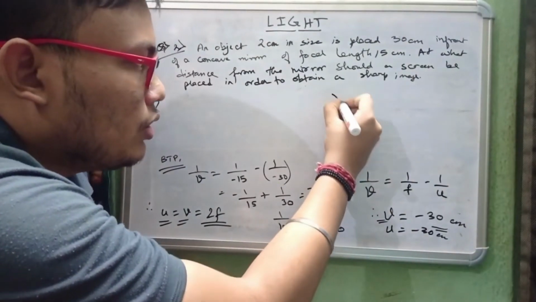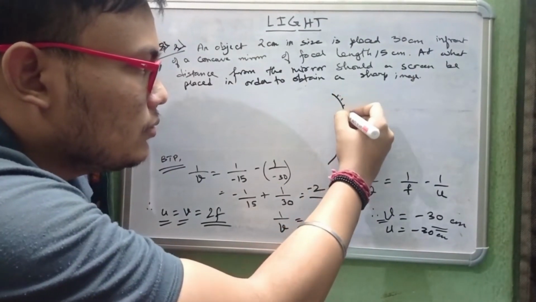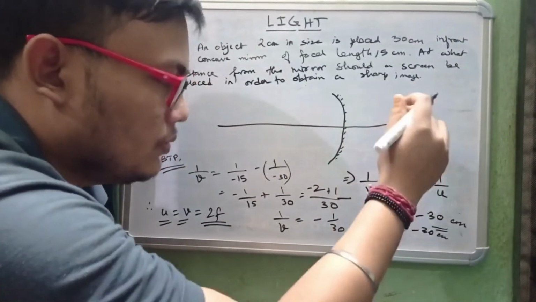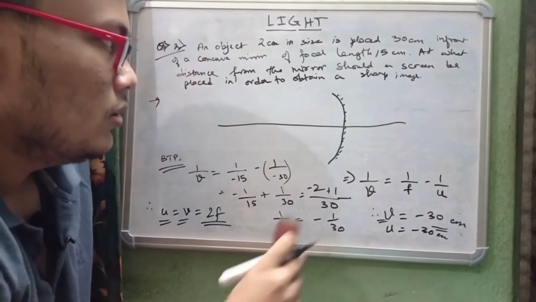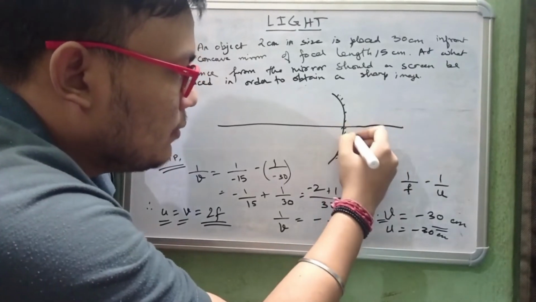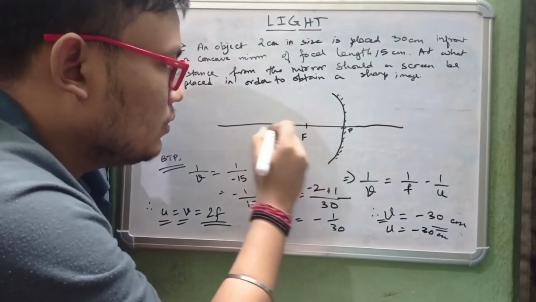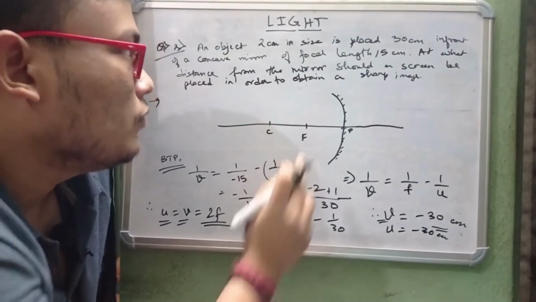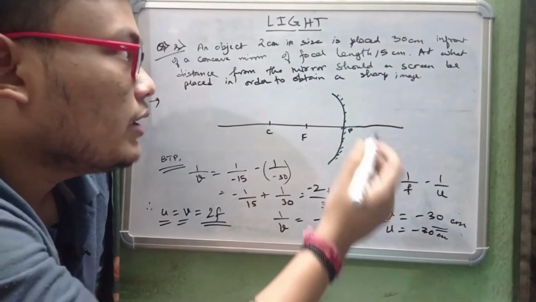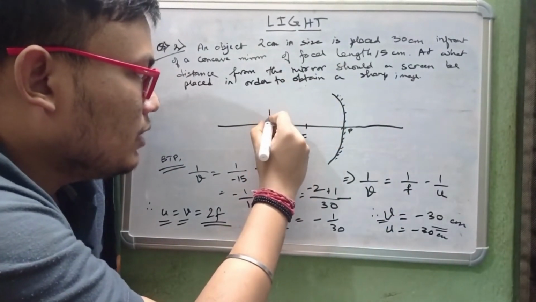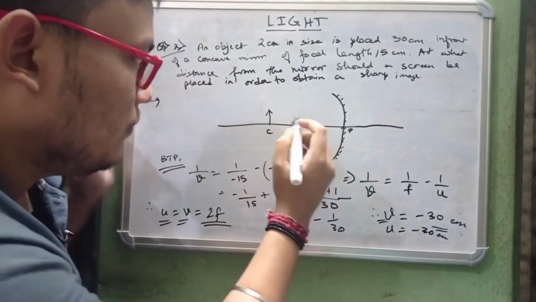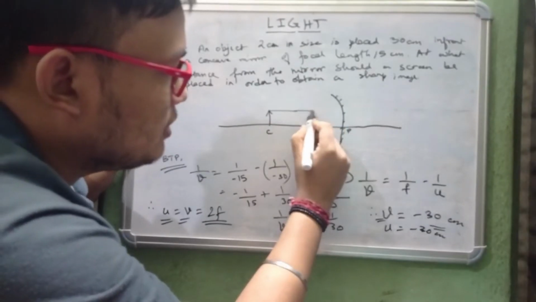So if I draw a concave mirror, right, this is the pole, focus, center of curvature. So focus is 15 centimeters, center of curvature will be naturally 30 centimeters, right? And we know that the object is placed at 30 centimeters only. This is A, okay.